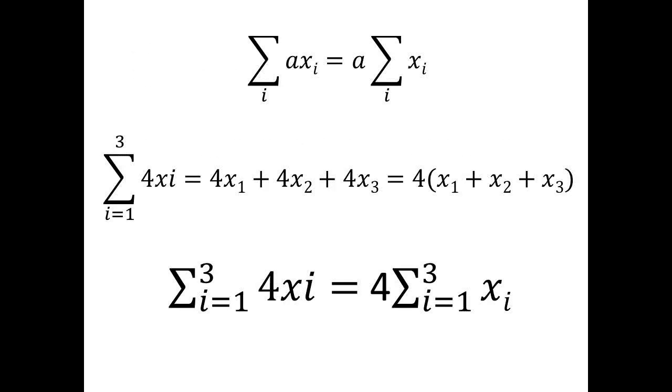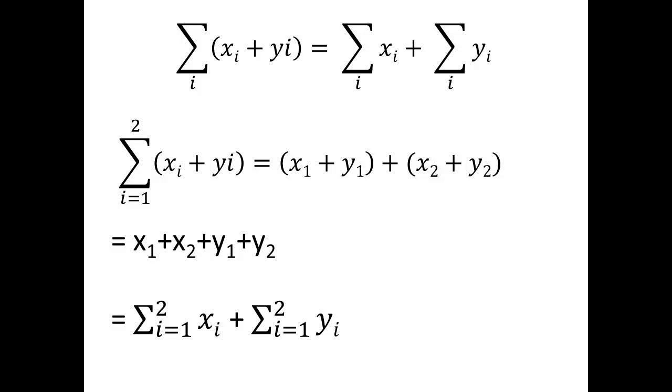You should also note that sigma a xi is the same as writing a sigma xi. Here is the simple proof of this. Sigma 4xi from 1 to 3 is written in expanded form. This can be written then as 4 times x1 plus x2 plus x3.